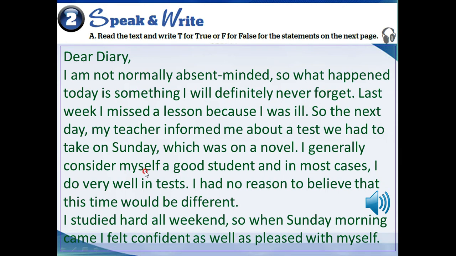I generally consider myself a good student, and in most cases, which means almost all the time, I do very well in tests. I had no reason to believe that this time would be different. يبقى الطالب هنا بيقول إن أنا طالب جيد ودايما بؤدي بشكل جيد وأحل جيدا في الاختبارات. I studied hard all weekend. So when Sunday morning came, I felt confident. I was sure about myself. I felt confident as well as pleased. I was sure and happy with myself.